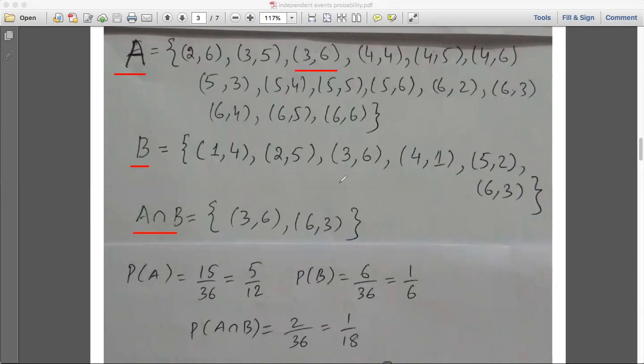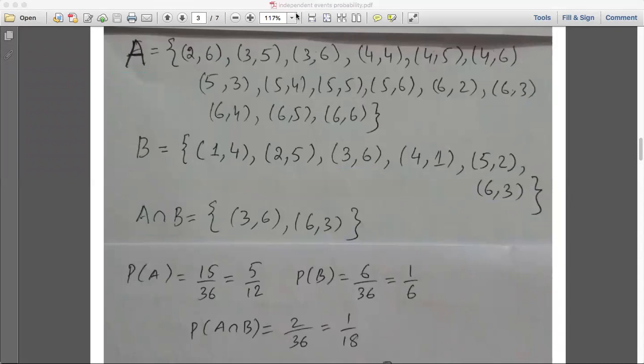This is common. Okay, what is next? And 6 3, 6 3 is common. So you can see in A intersection B there are only two elements. Okay, there are only two elements. जी अब हम find करते हैं probabilities.